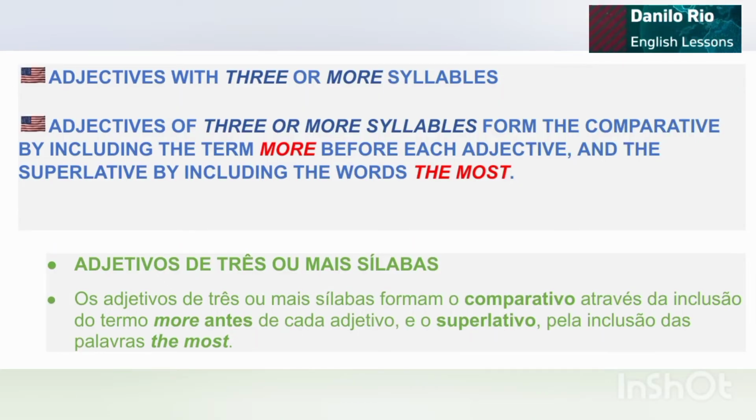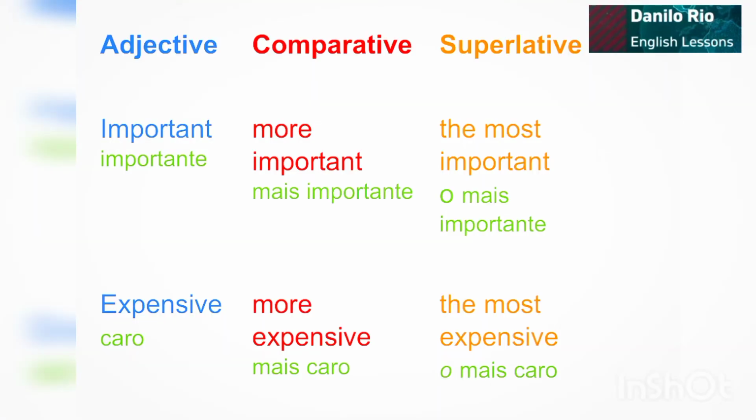Adjectives with three or more syllables form the comparative by including the term more before each adjective, and the superlative by including the words the most. Important, more important, the most important, expensive, more expensive, the most expensive.